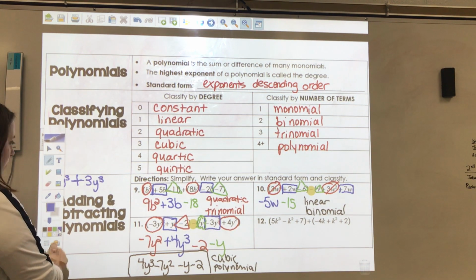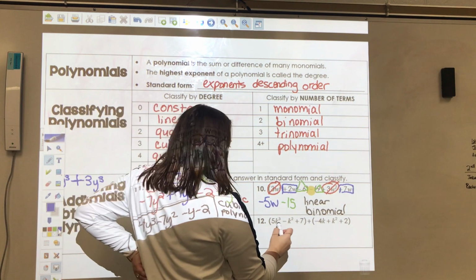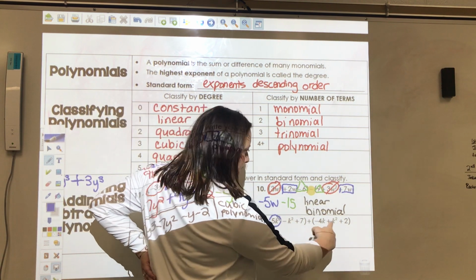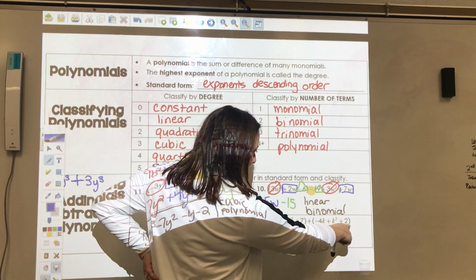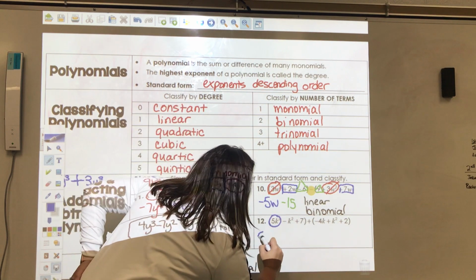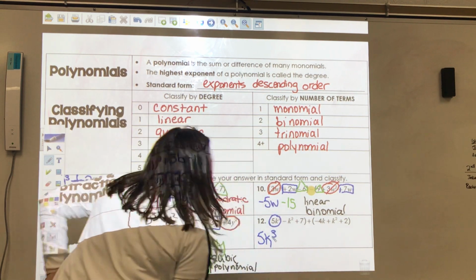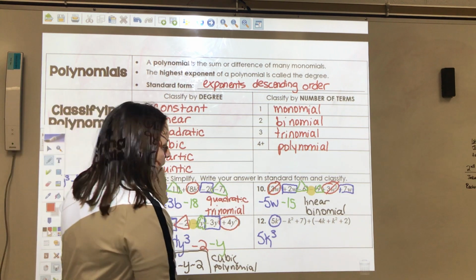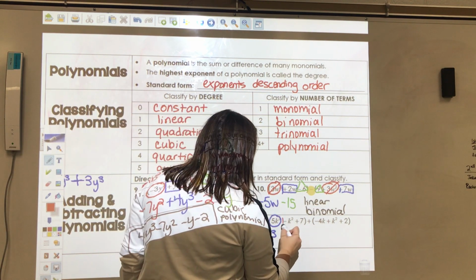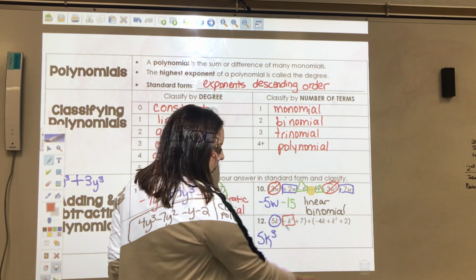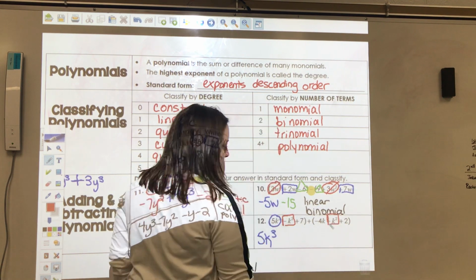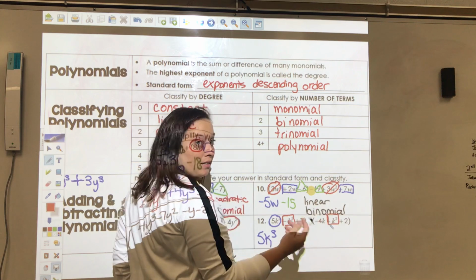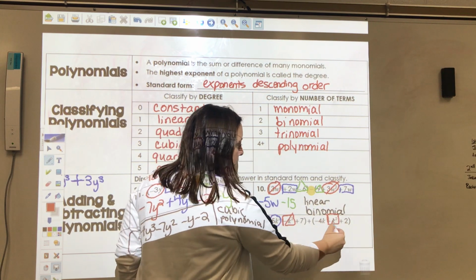Okay, so we got a 5k cubed. We got a plus. That's the easy one. No other k cubed, so that's just going to stay 5k cubed. Moving on to the next term. Notice I like to do things in an order. It helps. Negative k squared, positive k squared. Negative 1 plus 1 is 0, so these are going to cancel each other out.